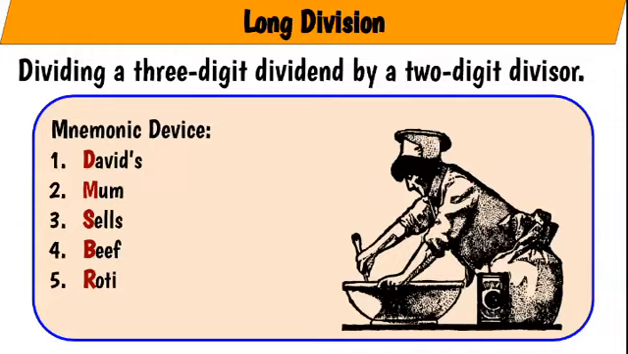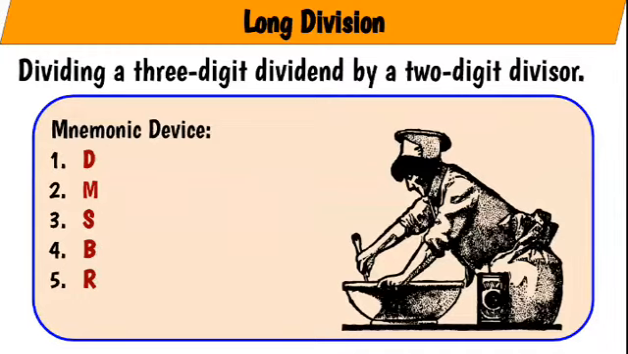Now in working our long division, solving problems, we need to remember steps that we have to use in order to help us solve and arrive at our quotient or answer. We use what we call a mnemonic device. This mnemonic device is David's mom sells beef roti. So this mnemonic device is going to help us remember our steps. So David's mom sells beef roti.